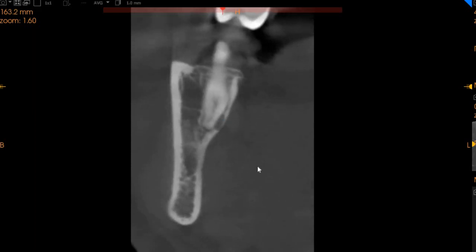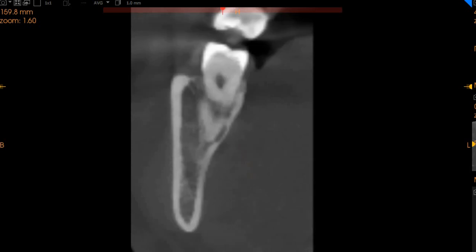So this tooth definitely is in very intimate contact with the inferior alveolar nerve, and hence its extraction should be done very mindfully. Thank you very much.